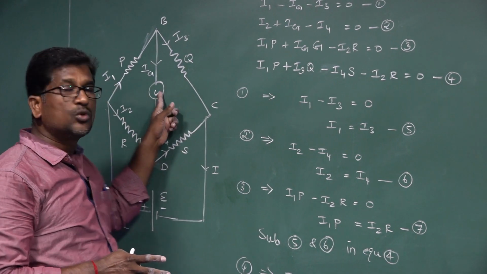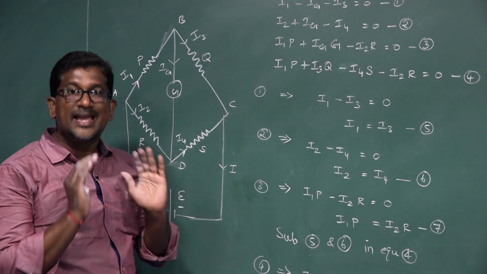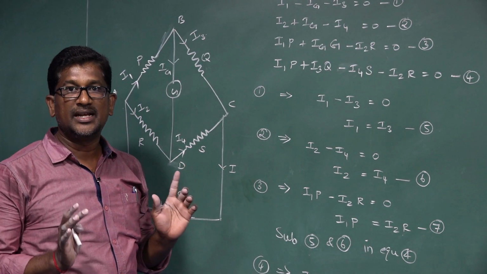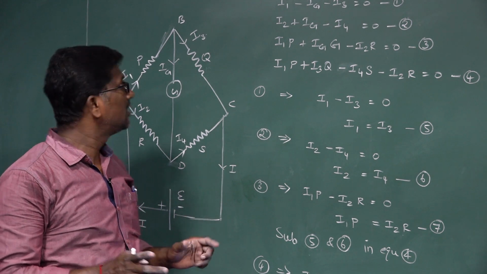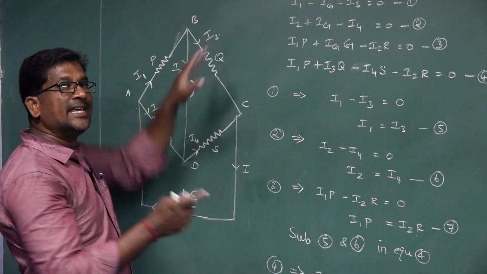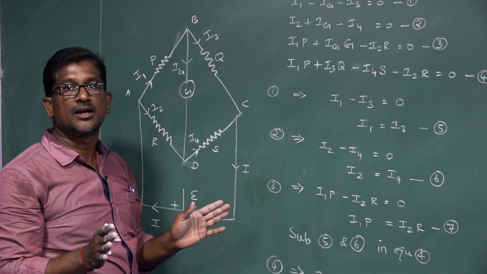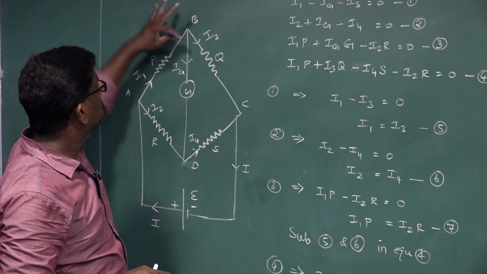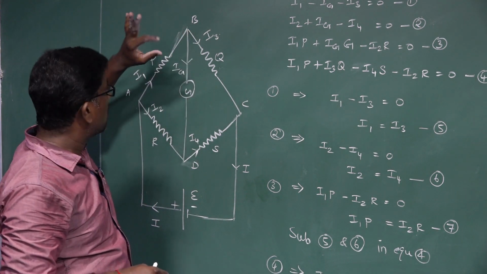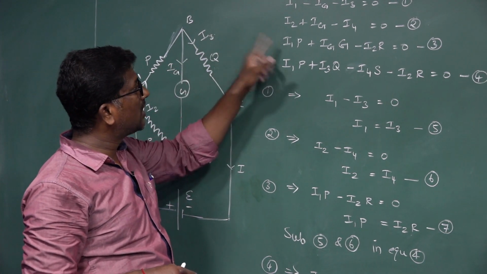When the current flowing through the galvanometer is 0, the points B and D have the same electric potential. Then the potential difference across the galvanometer is 0. If there is no potential difference across any two points, no electric current flows through. So Ig value is 0. Put Ig equal to 0 in equation numbers 1, 2 and 3.